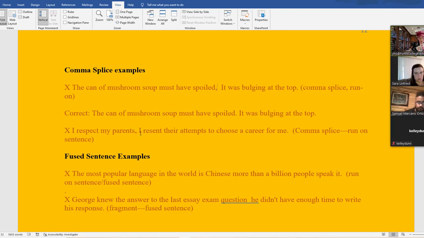I respect my parents. I resent their attempts to choose a career for me. Here you have a comma splice. A fused sentence: The most popular language in the world is Chinese. More than a billion people speak it. This is a fused sentence, because here you have the most popular language in the world is Chinese, and then you have to put a comma here, and then you put more than a billion people speak it, or something like that.